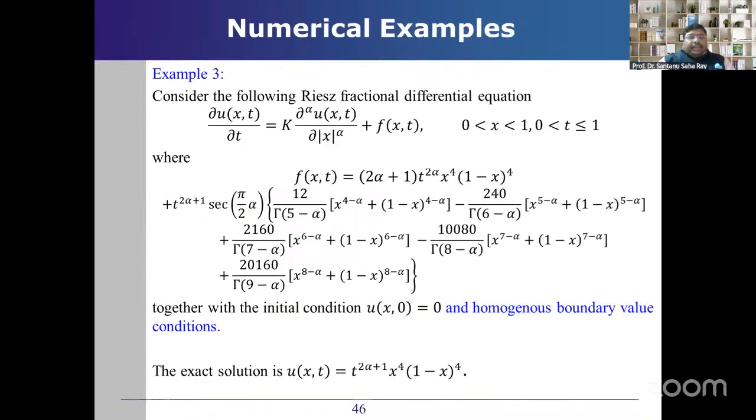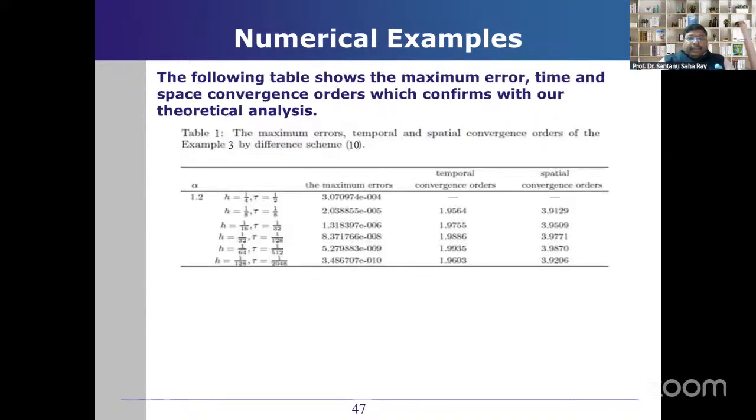Let us consider the typical example 3. This is the Riesz fractional differential equation given by this equation. Here the initial condition has been taken as u(x,0) equal to 0, and a homogeneous boundary condition has been taken. The exact solution is given by t to the power 2 alpha plus 1 into x to the power 4 into 1 minus x to the power 4. This problem has been solved by the implicit finite difference scheme and the fourth order implicit finite difference scheme.